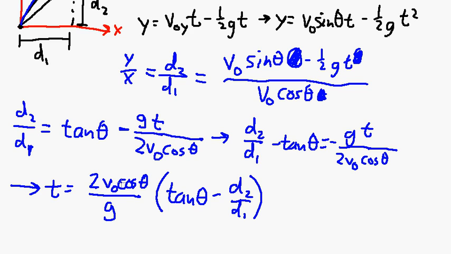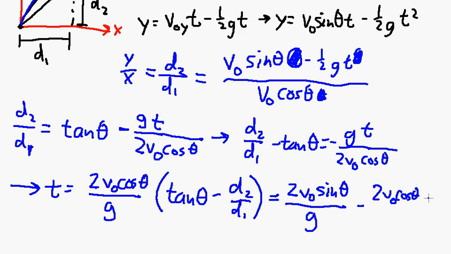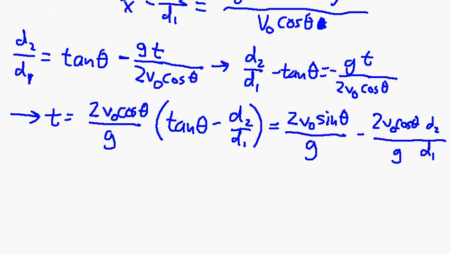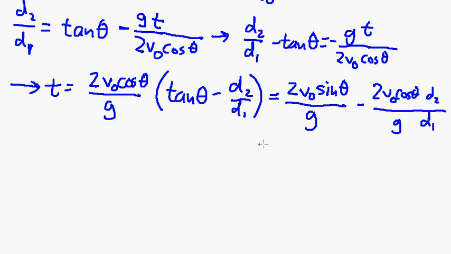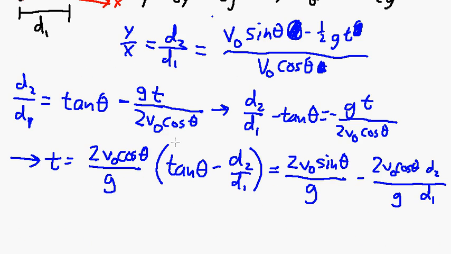Okay, so let's see if we can evaluate this. Cosine times tan is going to be sine, right? So this is going to equal 2 V naught sine theta over g minus 2 V naught cosine theta d2 over d1 times over g. Okay, wow, ugly, but if you have all the numbers, you should be able to plug this in.